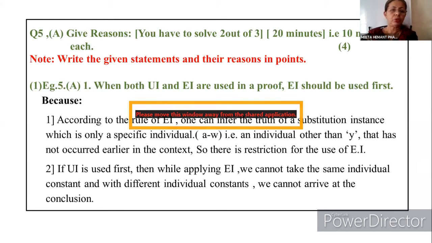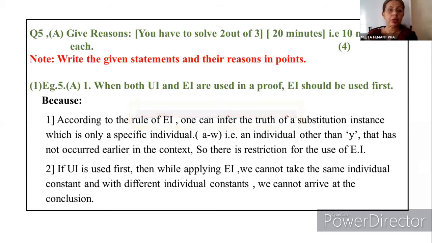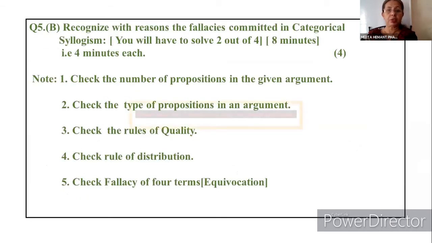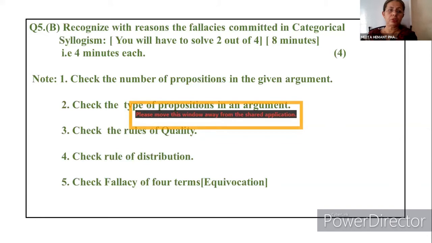You are art students and you are expected to elaborate your points. Then we come to question number 5B, where you have to recognize with reasons the fallacies committed in categorical syllogism. So you have to note this in this order. If you go by it, then you will not make mistakes in recognizing the fallacies and giving reasons.